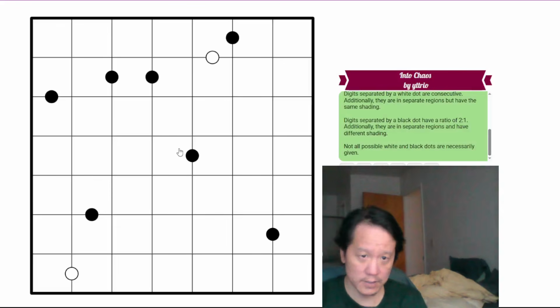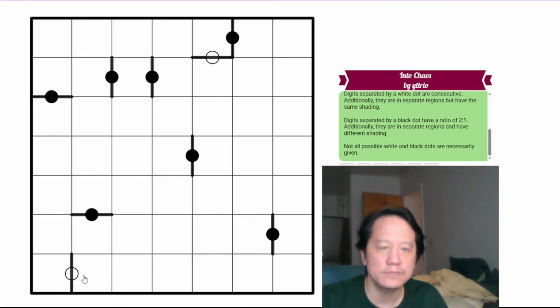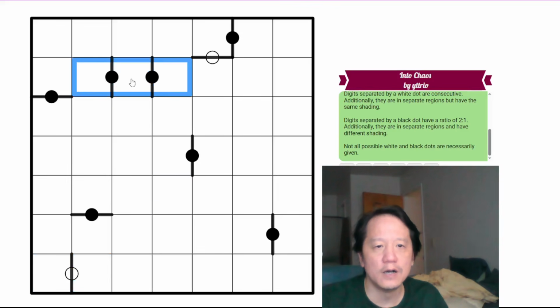Let's go. Okay, so these have to be different regions for... I guess we should make it black. These are different regions for all of these cells. And they are also different shadings. So this is a different region, but these are the same shading.